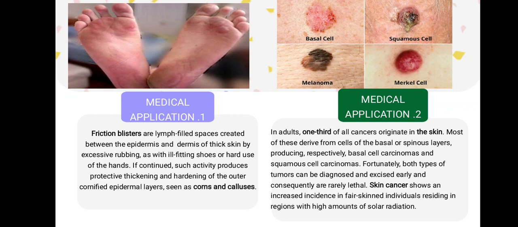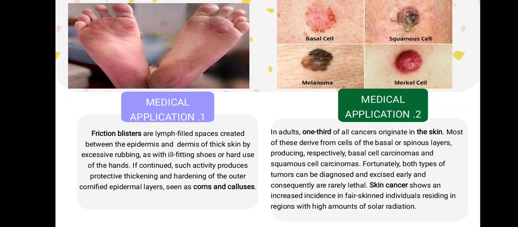Friction blisters are lymph-filled sacs created between the epidermis and the dermis of thick skin by excessive rubbing, as with ill-fitting shoes or hard use of the hands. If continued, such activity produces protective thickening and hardening of the outer cornified epidermal layers, seen as corns or calluses.